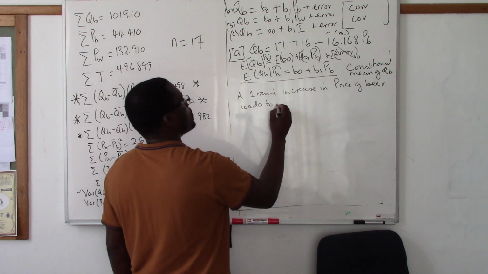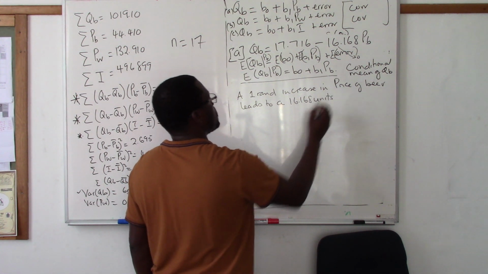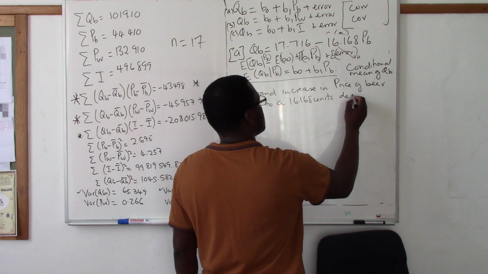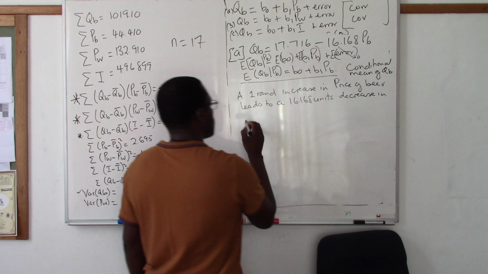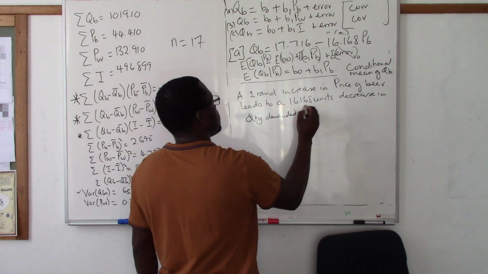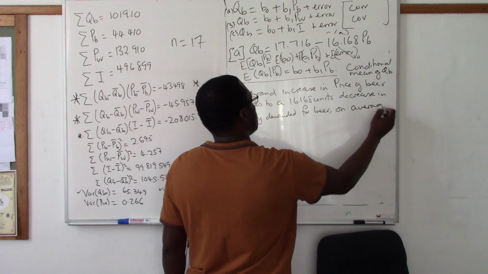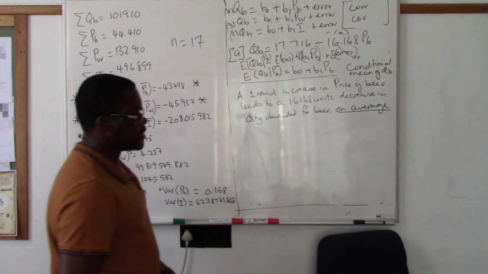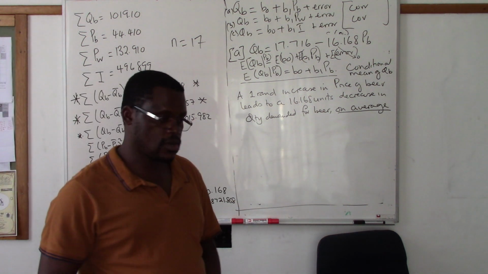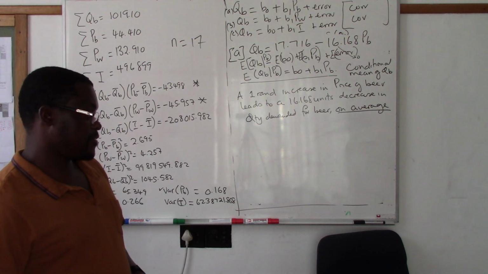leads to a 16.168 units decrease in quantity demanded for beer on average. We don't know in what units beer is measured, so we just use the word units. This is a very important phrase. If it is missing in the interpretation, then the interpretation is wrong. So you must mention that this is on average, okay?